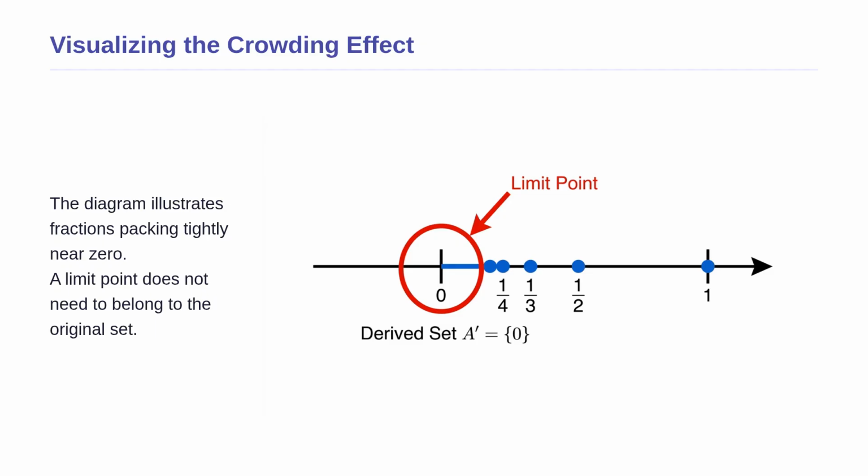Let us look at a diagram that perfectly illustrates this crowding effect we just calculated. You are looking at a standard real number line. Notice the blue dots representing our fractions? They start spread out near the number 1, but as you move left towards 0, they pack so tightly together that they form a solid blue line. The prominent red circle highlights that 0 is the ultimate destination of this crowd, making it the sole member of the derived set. This visual confirms a crucial concept. A limit point acts as a center of gravity, and it does not even need to belong to the original set to pull the other points towards it.